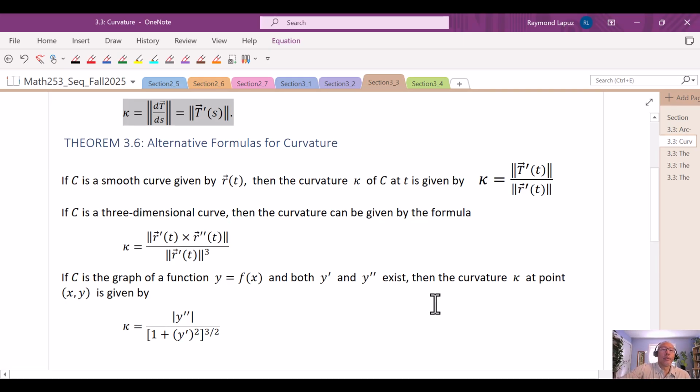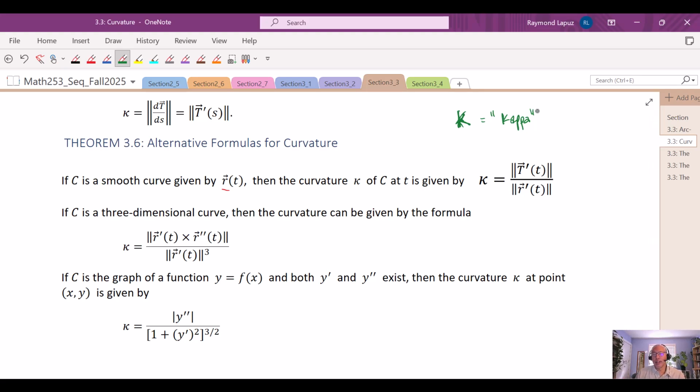So if you have a smooth curve given by a parameterization r of t, then your curvature, by the way, the curvature that they use here is a Greek letter kappa. So it looks like a K, of course, but it's not. It's kappa. And it's like the rho that we may have seen before. Rho is like the Greek letter for R. It looks like a P, but it's really rho. So this looks like a K, but it's really kappa.